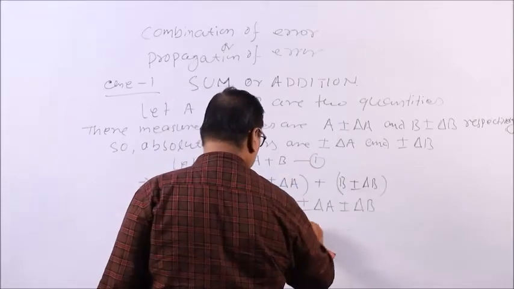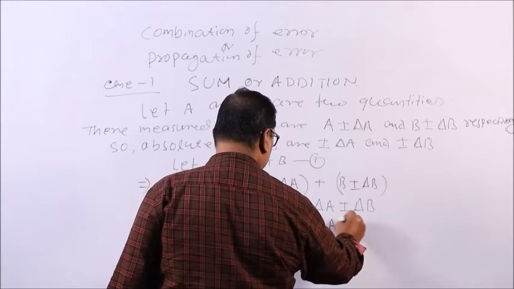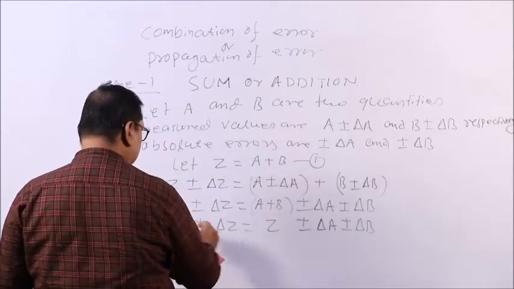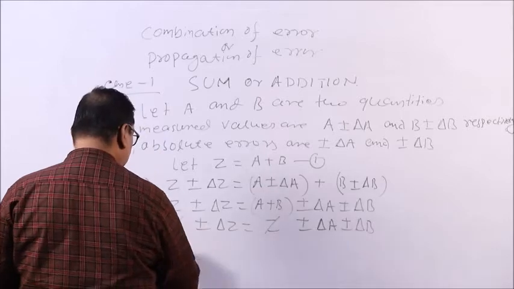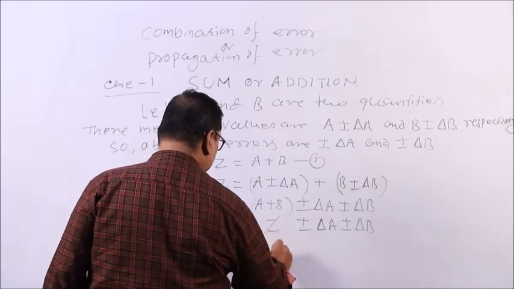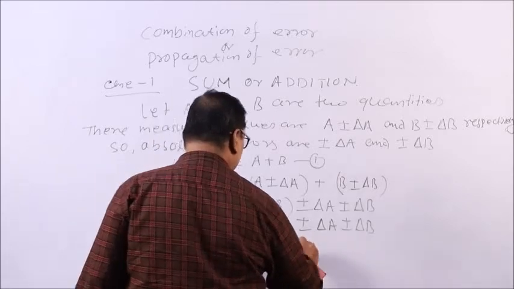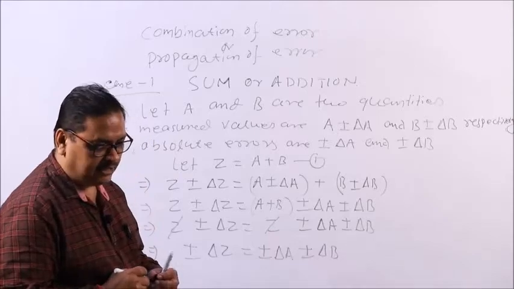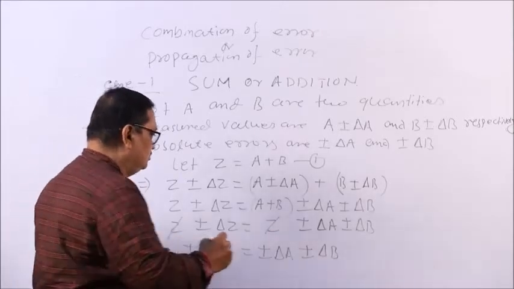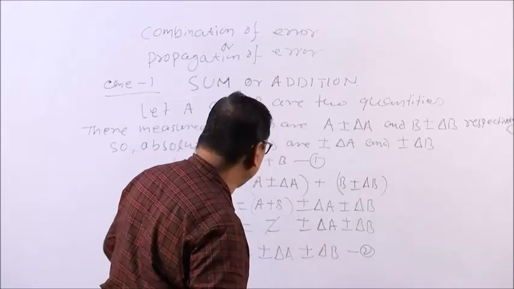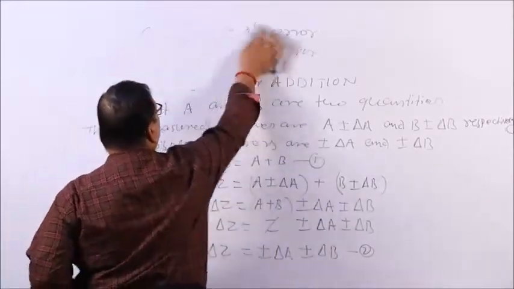So, delta A plus minus delta B. Then Z will cancel. Finally, plus minus delta Z equals plus minus delta A plus minus delta B. So, this is equation 2, and in equation 2 there are four possibilities.